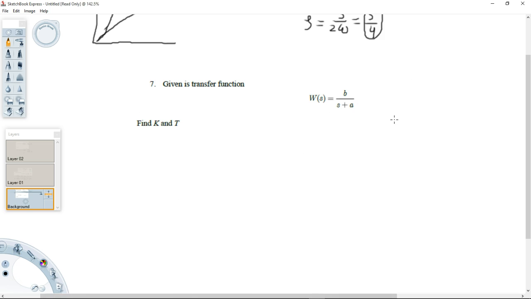So for this next problem, this is a first order transfer function denoted by just this one s. So the form of this is k over ts plus 1.